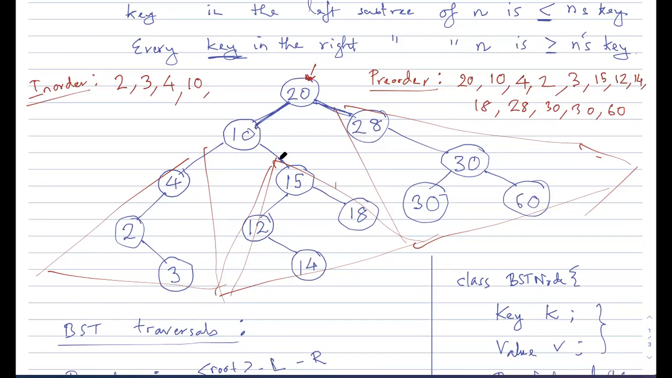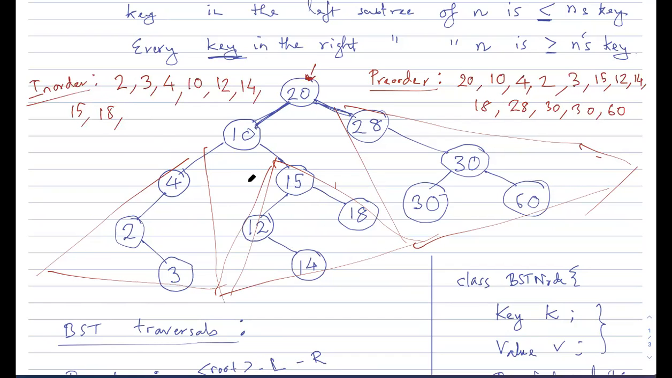And then it goes to the right subtree of 10 and comes here, finds 15, but it is not ready to print 15 because remember, in order means you have to go to the left subtree first. So it goes to 12. 12 doesn't have any more subtree, so it prints 12 and then comes back to 15. Sorry, 12 has a right subtree. So after printing 12, it goes to printing 14. And then after the left subtree of 15 is done, it prints itself, 15. And then it goes to the right subtree of 15, which is 18.